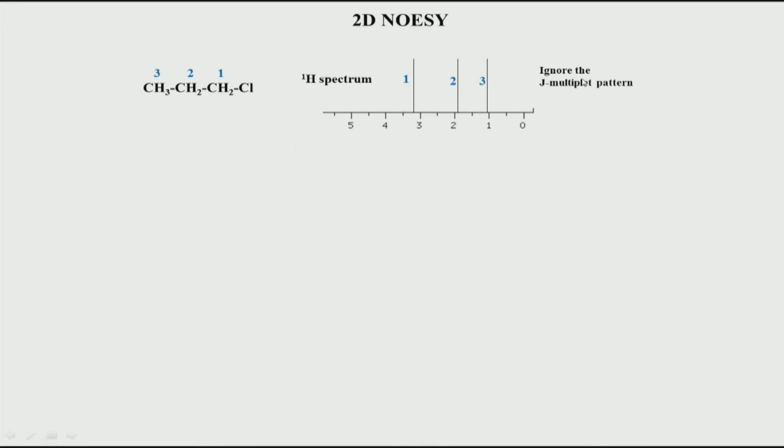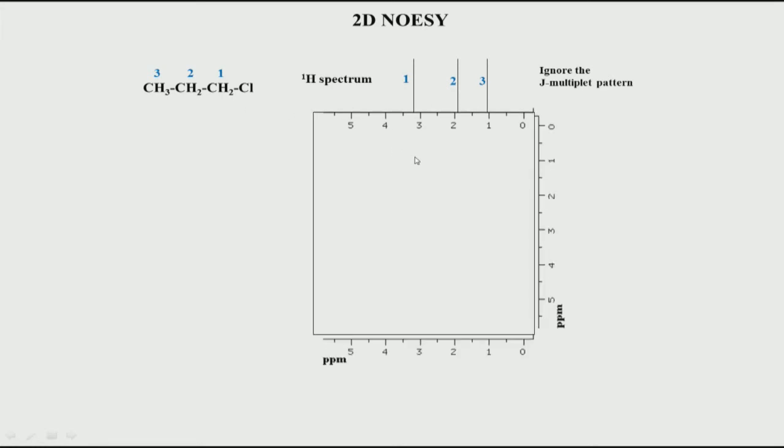Let us say, again ignoring the J multiplet pattern, you basically get 3 peaks, because there are 3 types of hydrogens. So, we are looking at the hydrogen proton spectrum, and based on the electronegative effect, that is the electron shielding inductive effect, A will be the most downfield shifted, B will be second, and the third will be last. So, this is what is shown here. Now I draw a 2D spectrum here, and we will look at how the NOESY cross peaks will look.